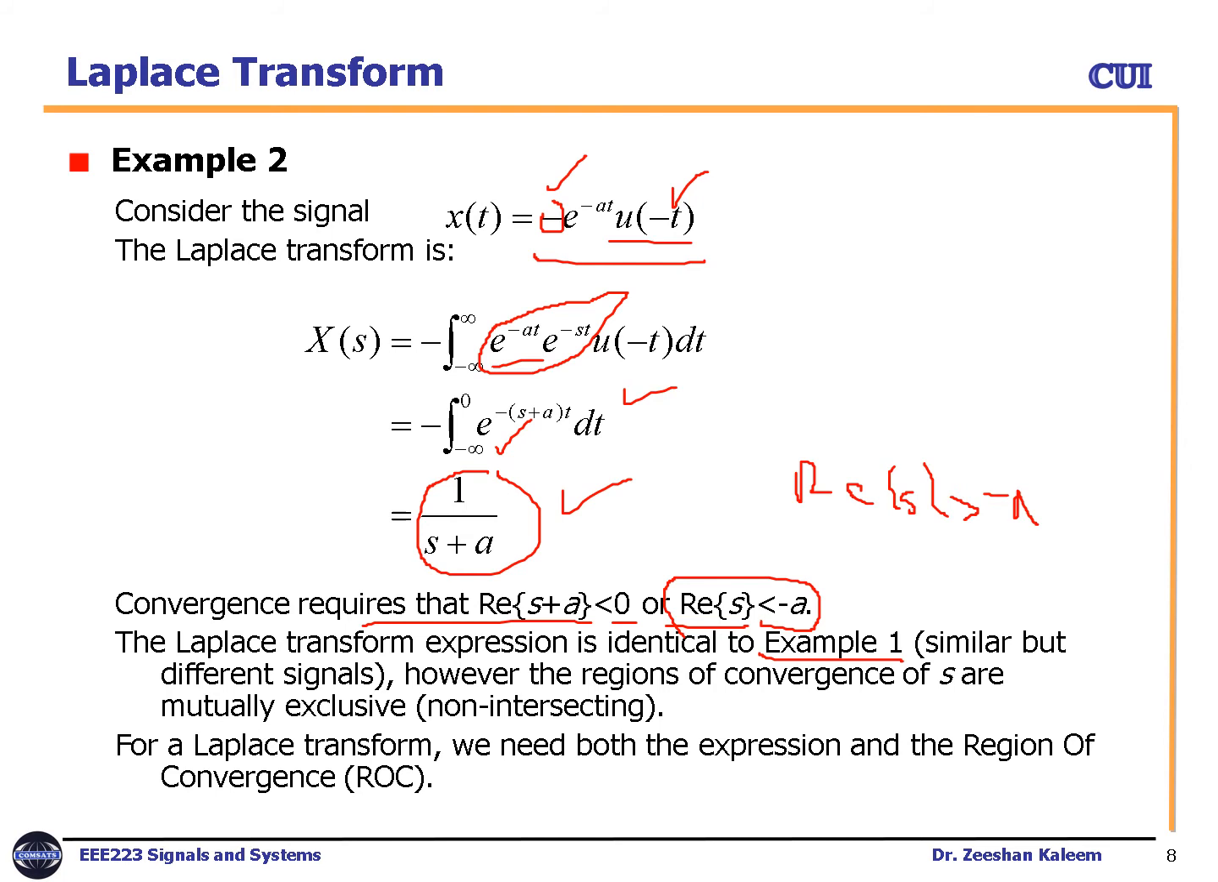So this is the difference. The Laplace transform expression is identical, but the signal is different. However, the regions of convergence of s are mutually exclusive, that is, non-intersecting. The result is similar, but the region of convergence is different. So for a Laplace transform, we need both the expression and the region of convergence. To properly interpret a Laplace transform, the expression of X of s is not enough; we also need the region of convergence. So let's discuss what the region of convergence is first, and then you can understand the difference.